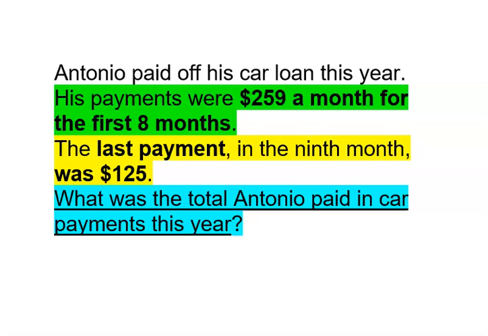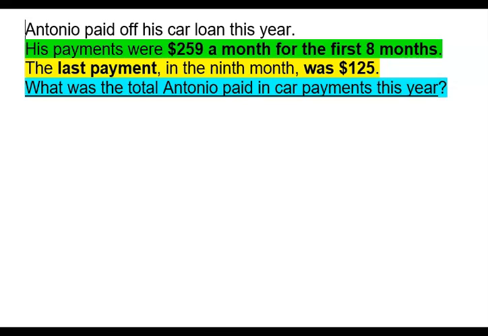Okay, let's read through that again. Antonio paid off his car loan this year. His payments were $259 a month for the first 8 months. The last payment in the 9th month was $125. So what was the total Antonio paid in car payments this year? So we're looking for the total amount paid. So we're going to have to add, right? Or we can multiply, which is repeated addition.